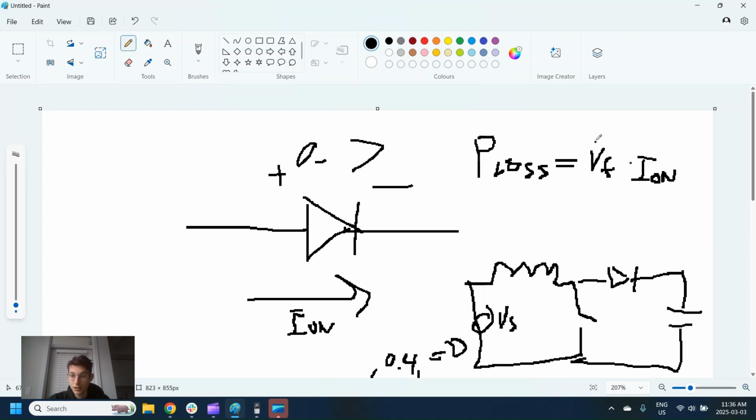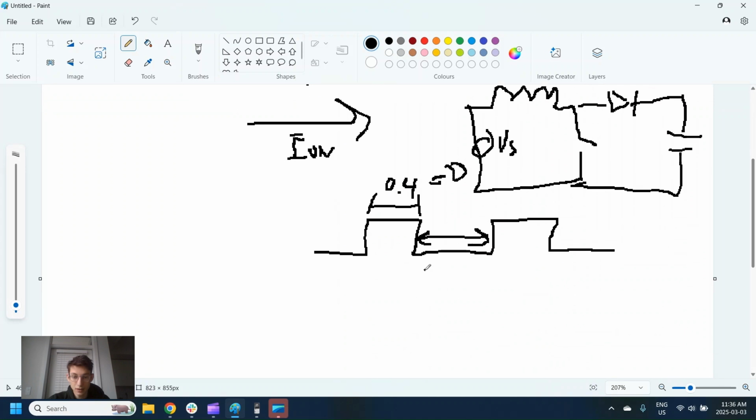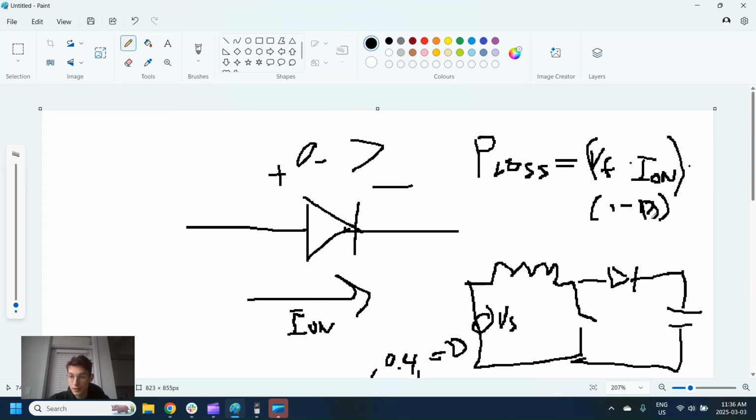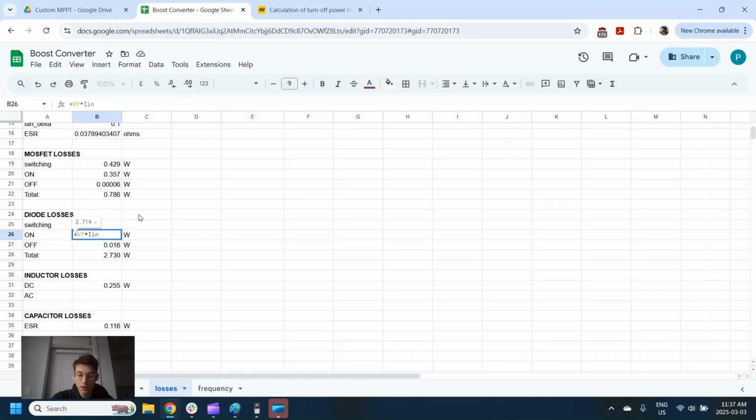So our power losses are actually going to be VF times I on. That's our total power. We're going to multiply by 1 minus our duty cycle. So that's just because this is going to be 1 minus 0.4, which is 0.6. So if that's not clear there, and I forgot to do that here, let's just quickly pop that in. 1 minus our duty cycle. Our off time is going to be the same sort of thing.